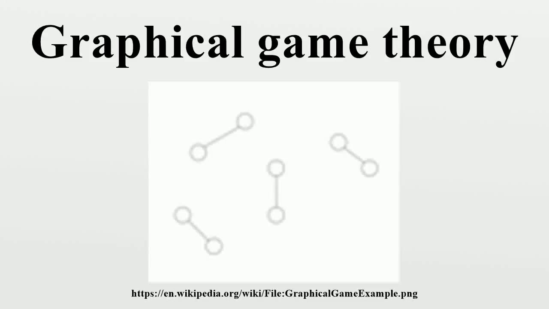In game theory, the common ways to describe a game are the normal form and the extensive form. The graphical form is an alternate compact representation of a game using the interaction among participants.